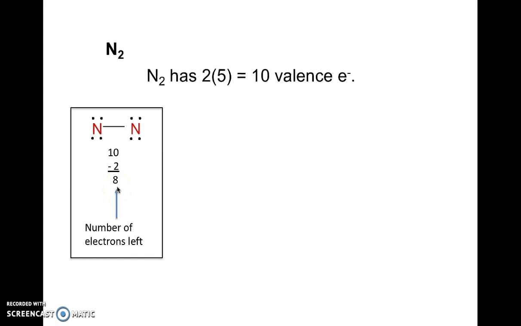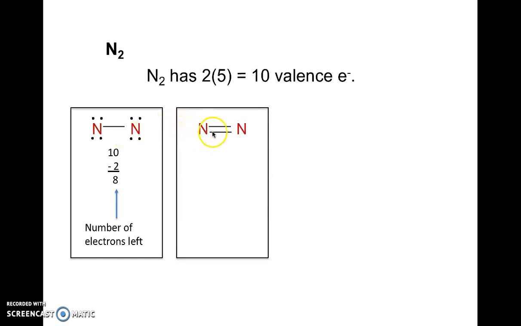If I were to put in 8 dots here, this nitrogen would have 6 electrons, this nitrogen would have 6 electrons, which is not enough. So I'm going to double bond. Now, with my bonds, I've used 4 electrons. So I had 8 left over after my single bond. Take away 2 again, I get 6 left. If I put in 6 electrons, this one would have 7, and this one would have 7. Okay, not enough. Our goal is 8.